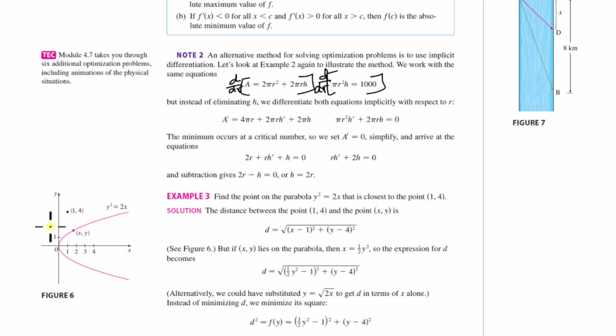So what's the variable to be optimized here? It's going to be this distance. This point (x, y) could be anywhere on the parabola. The point could be here, right? This is D. That distance is what's being optimized. So D is the variable to be optimized. I can put that in here.